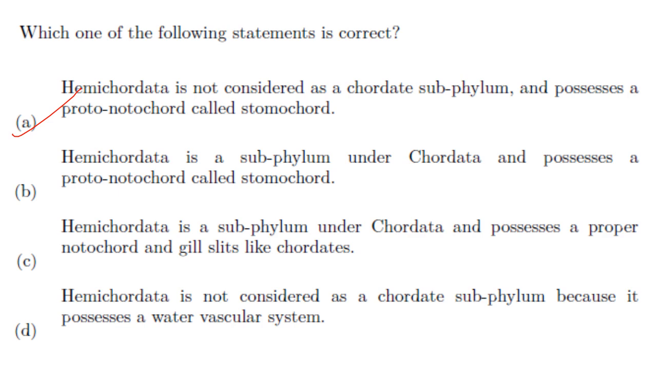Option A. In other statements, option B is a subphylum under Chordata, and option C is a subphylum under Chordata. So B and C are not correct. Then, Hemichordata is not considered a chordate subphylum because it possesses water vascular system. Water vascular system is found in echinoderms, not in hemichordates. So D is also not correct. So the answer here is option A.